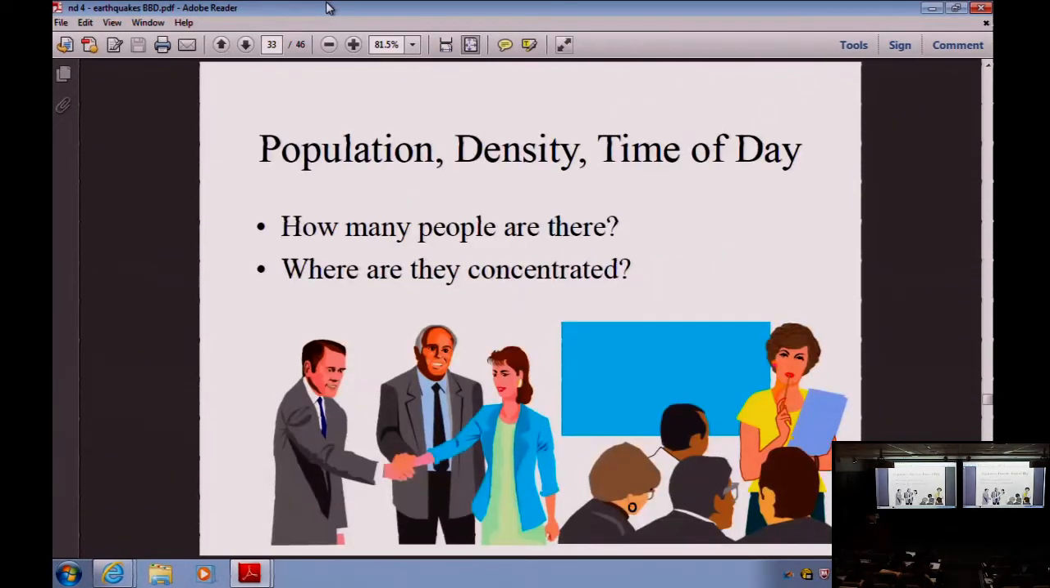So the last part of this is not something that controls the damage, but it does control the death: population density, and the time of day. How many people are there? Where are they concentrated? So you can imagine, those of you who've been to Tokyo, how many people live in downtown Tokyo? Have residents right downtown?